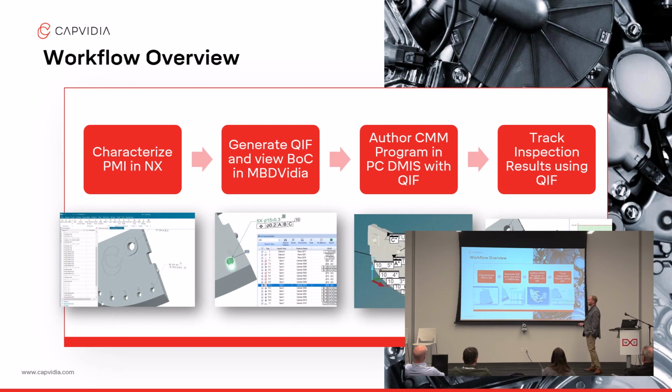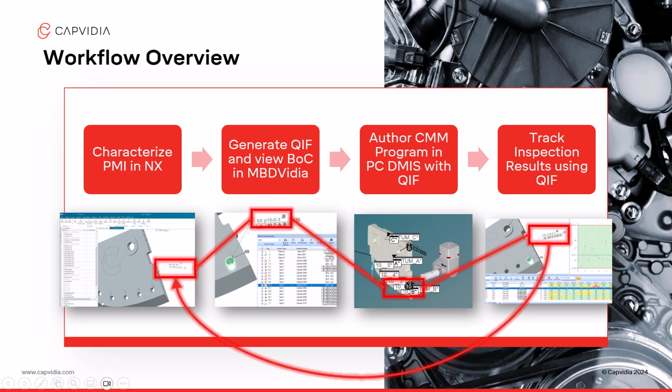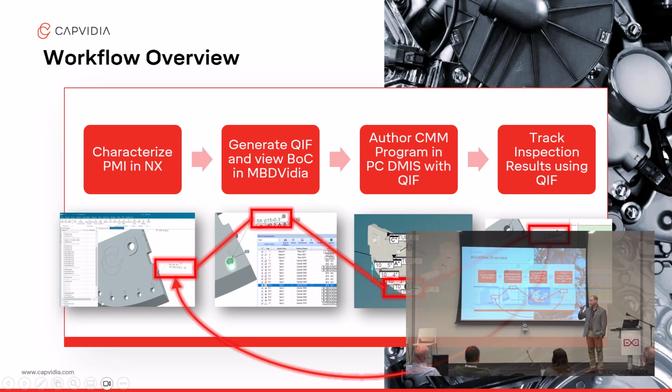So again, what we did, we started with the model in NX, characterizing that model in NX, outputting to QIF, viewing the bill of characteristics there, carrying out inspections in PCDMIS, bringing back in results, and ultimately, this is the key, being able to establish that link all the way back from the quality domain to your CAD PLM domain, and maintaining that chain of traceability. So this is a very specific example, I think, just to give people an idea of the types of specific workflows that can be implemented using this technology.